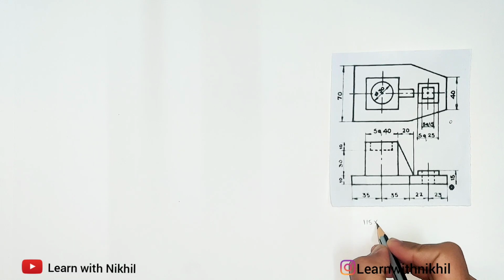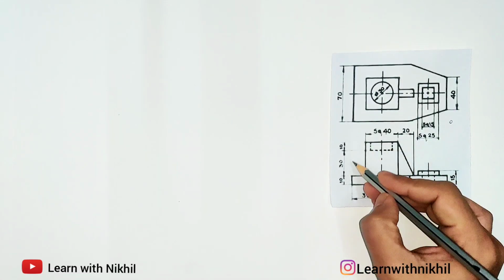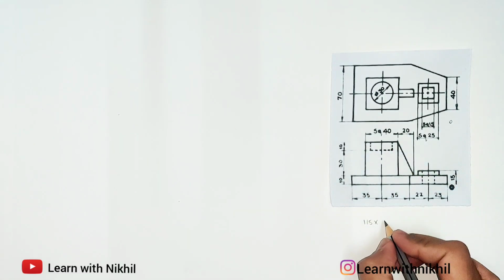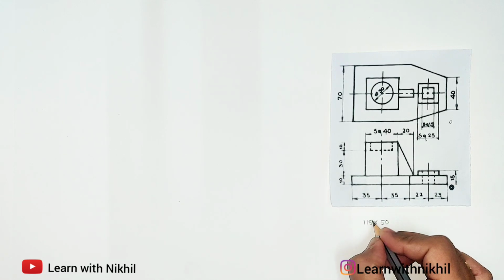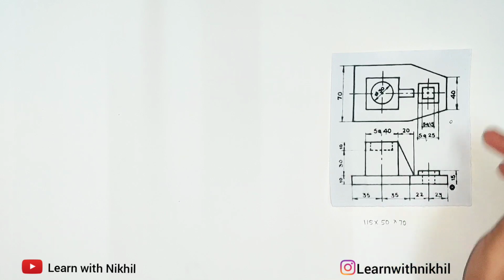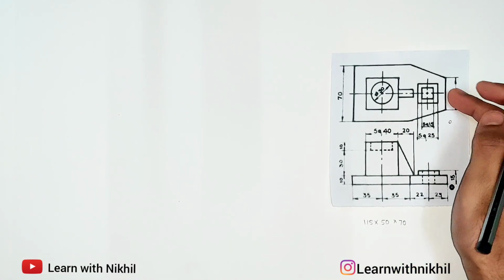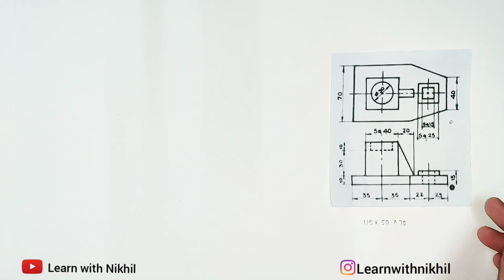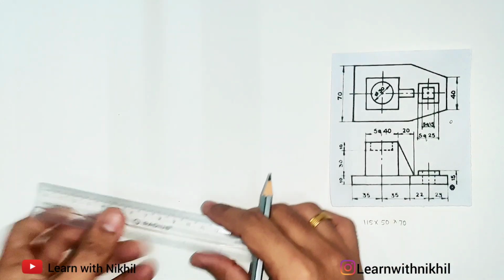Now this total dimension calculation, it will be 115. Height will be 30 plus 10 plus 10, that will be 50, and the depth of the figure given is 70 millimeter. So first we have calculated all the three dimensions of the figure. Now using these dimensions we will draw the rectangular box.